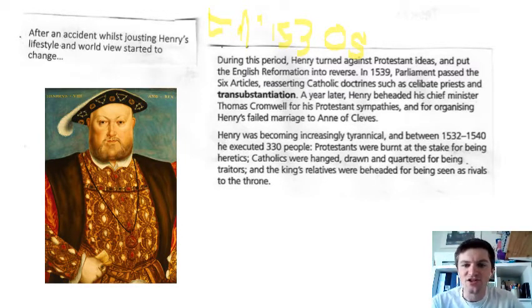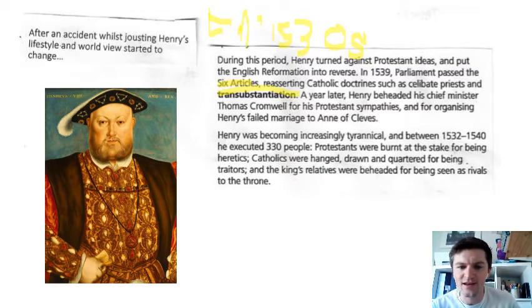Put English Reformation into reverse. In 1539, Parliament passed the 6 Articles, reasserting Catholic doctrines such as celibate priests and transubstantiation, which you should all know about from your RE lessons. A year later, Henry beheaded his chief minister, Thomas Cromwell, for his Protestant sympathies, and for organising Henry's failed marriage to Anne Cleves. Henry was becoming increasingly tyrannical, and between 1532 and 1540, he executed 330 people.